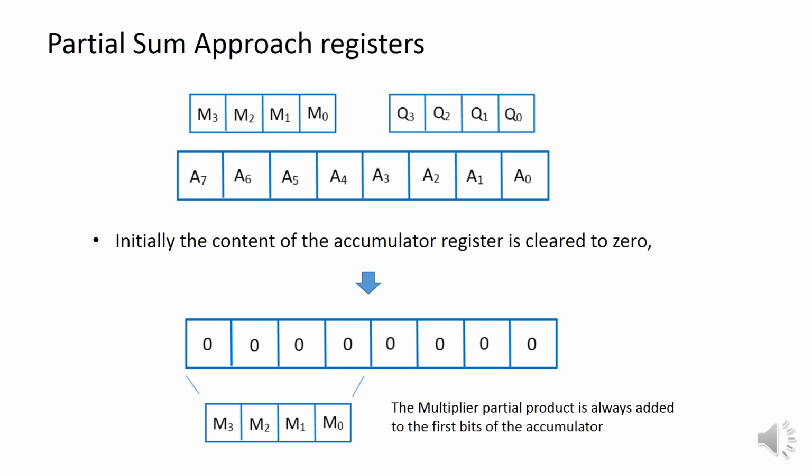Suppose that each partial product, that in fact is 0 or the multiplicand, is always aligned and added to the most significant bits of the accumulator. Then, following the partial sum approach methodology, at the end of the multiplication, the content of the accumulator will be equal to the final result of the multiplication.